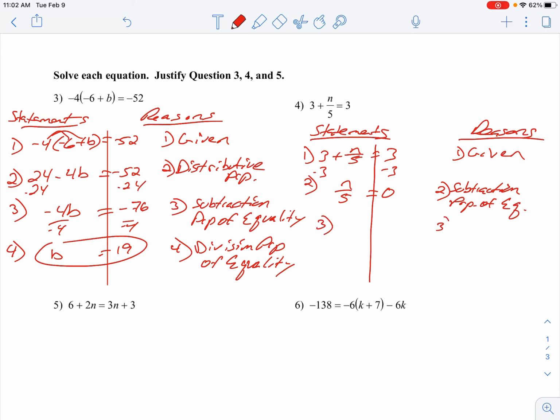Now you've got n over 5. The inverse of division is, again, multiplication. So I multiply both sides by 5. And whoops, didn't need to do that. Multiply both sides by 5 right here. Those 5s will cancel. 5 divided by 5 is 1, and 0 times 5 is still 0. And because I multiplied, that is what we call the multiplication property of equality.